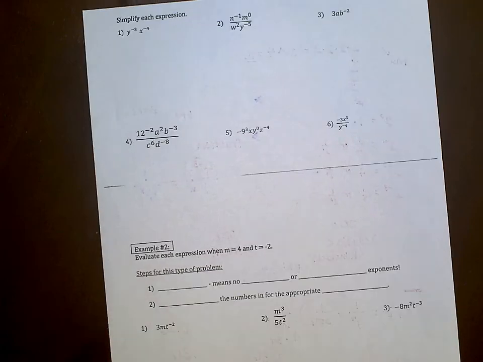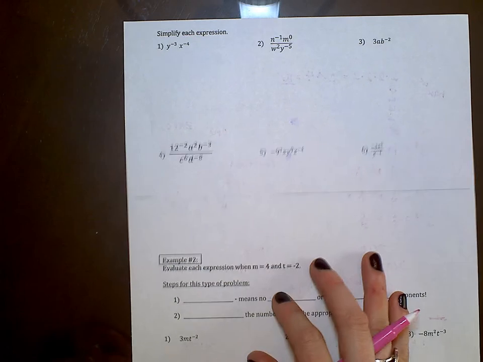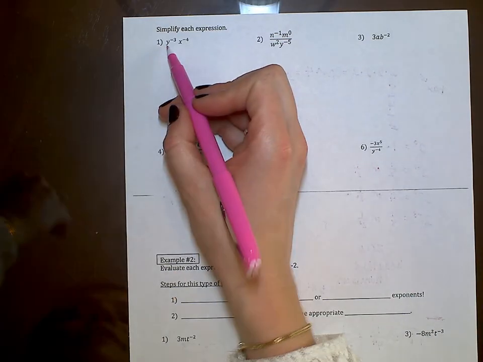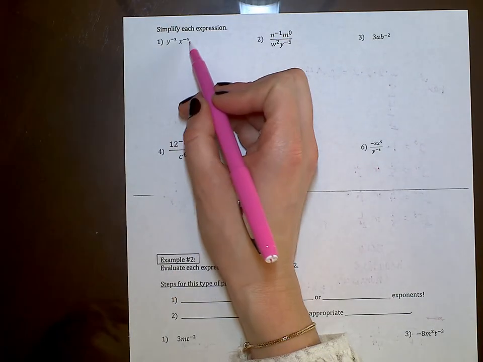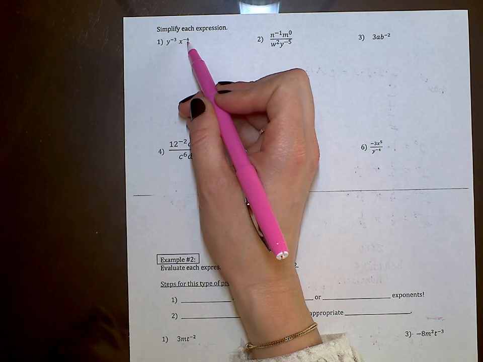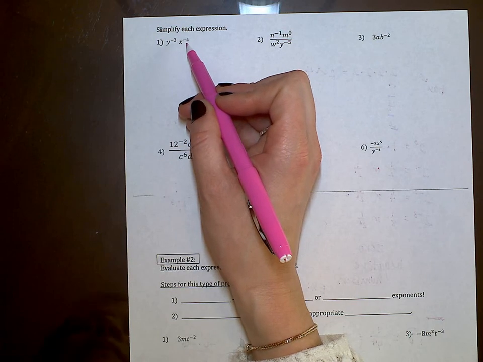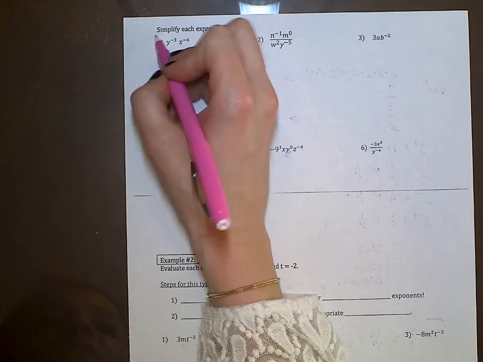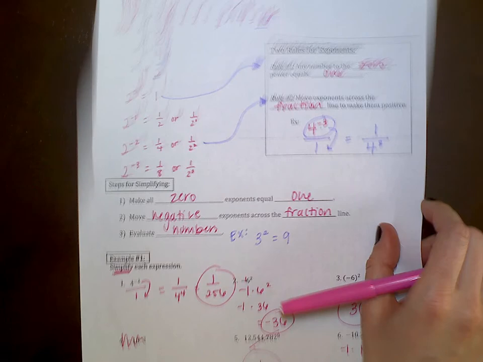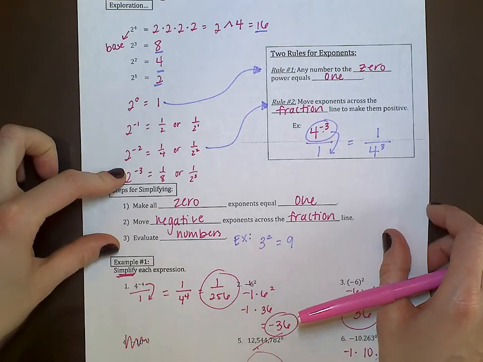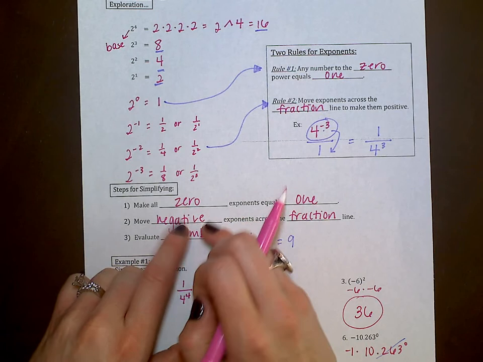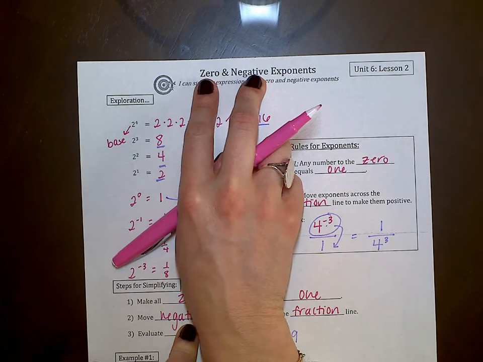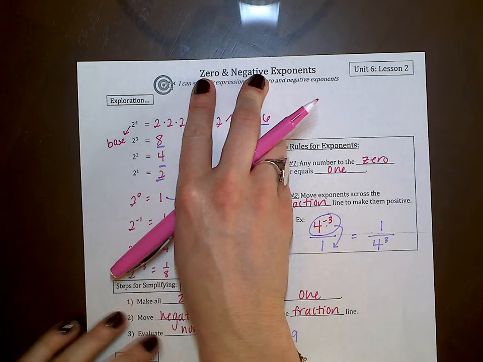Here's why we need to know how to do this without the calculator though. Because obviously I can't type y to the negative 3 and x to the negative 4 into my calculator. I have to have these skills in my mind so I can figure out things with variables. But if it says simplify, your steps are still the same. And you still can't have 0 exponents and negative exponents for something to be simplified. That's why this is called 0 and negative exponents.